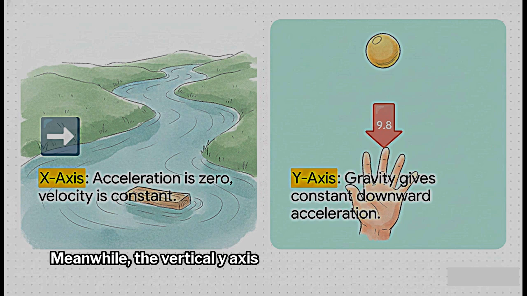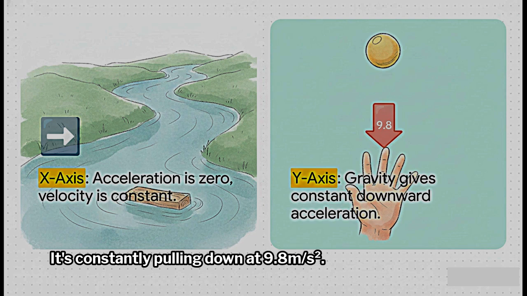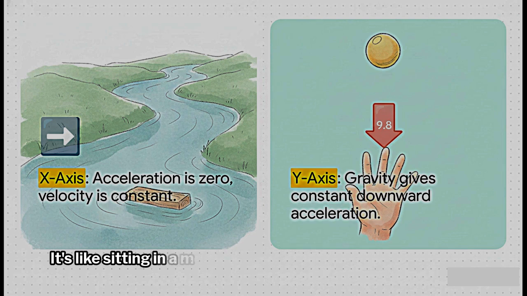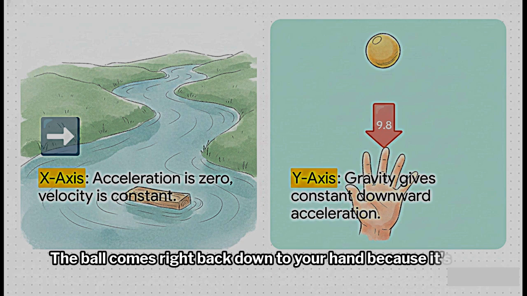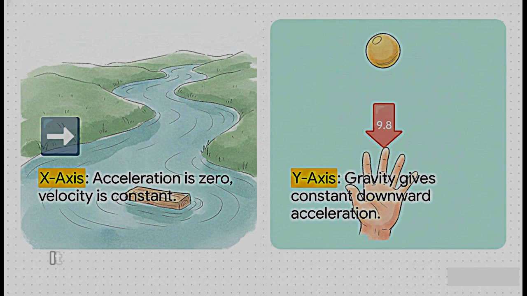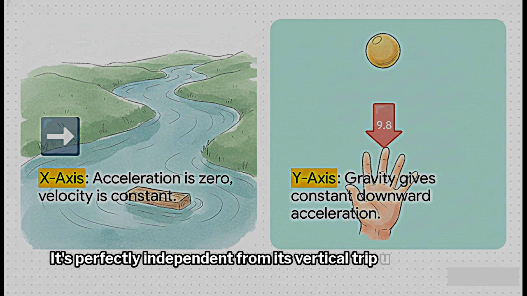Meanwhile, the vertical y-axis is totally controlled by gravity. It's constantly pulling down at 9.8 meters per second squared. It's like sitting in a moving train and tossing a ball straight up. The ball comes right back down to your hand because its horizontal speed matches the train. It's perfectly independent from its vertical trip up and down.